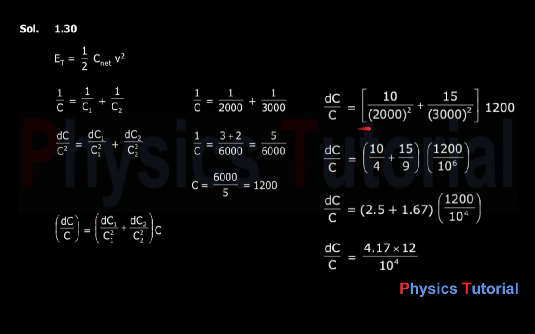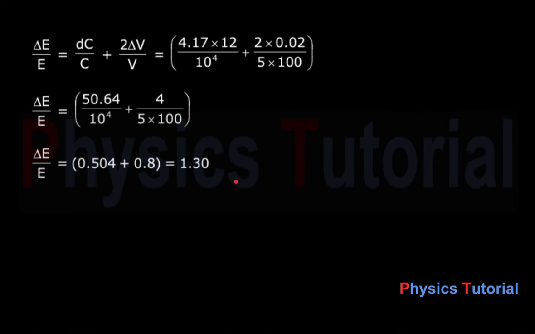Here dC by C is equal to substituting this value of dC1 and C1, dC2 and C2 over here, and C, that is 1200 picofarad. Here that is dC by C, 10 by 4, 15 by 9, 1200, positive, just simple calculation. dC by C you can evaluate here. By using this one, del E is equal to half of CV square, and differentiating, that is square differentiation is 2x, so 2 del V, and dividing by V.